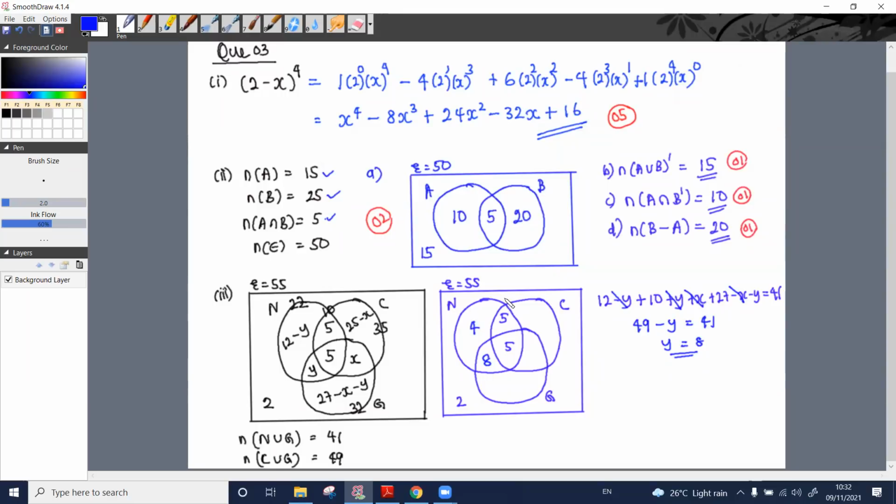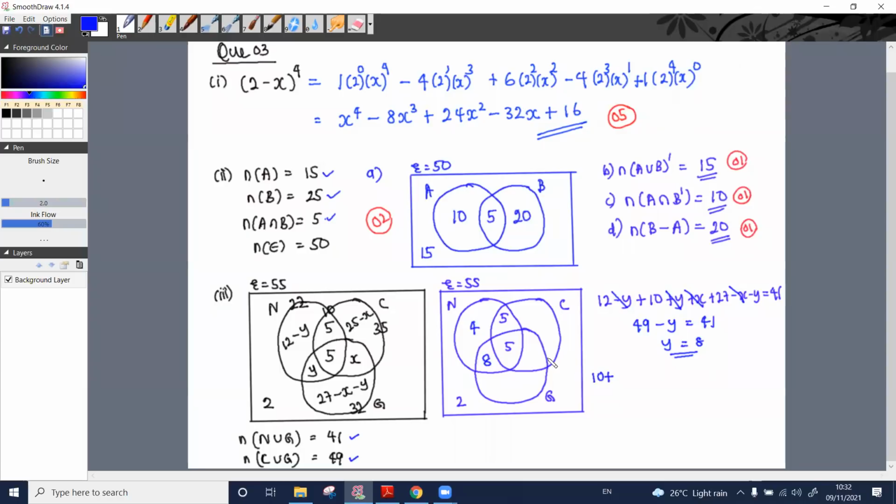Right. And using this information, we have found the value of y. And we can make the use of this one as well. So let's use this one. C union G. C union G means, right, this whole region. Region belongs to C or G. Once we add all these parts, it should be equals to what? 49. So let's add 5 plus 5, that is 10.